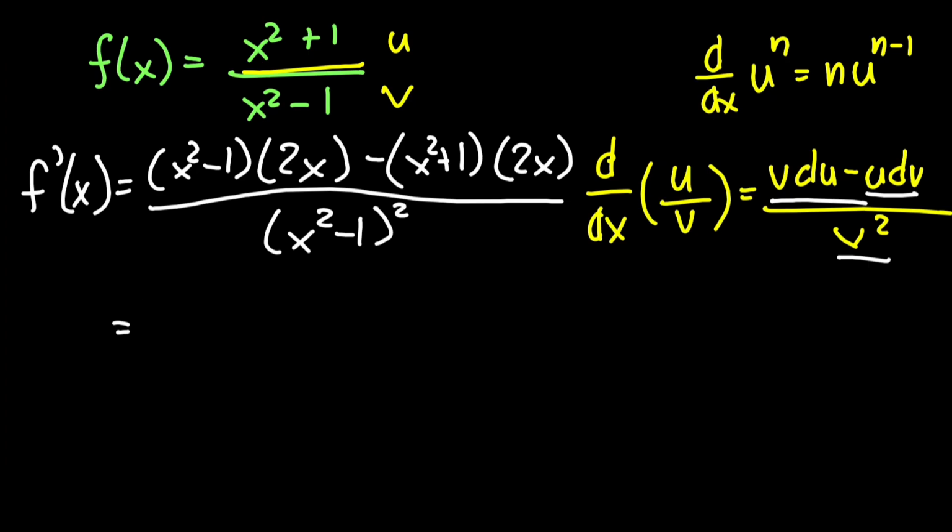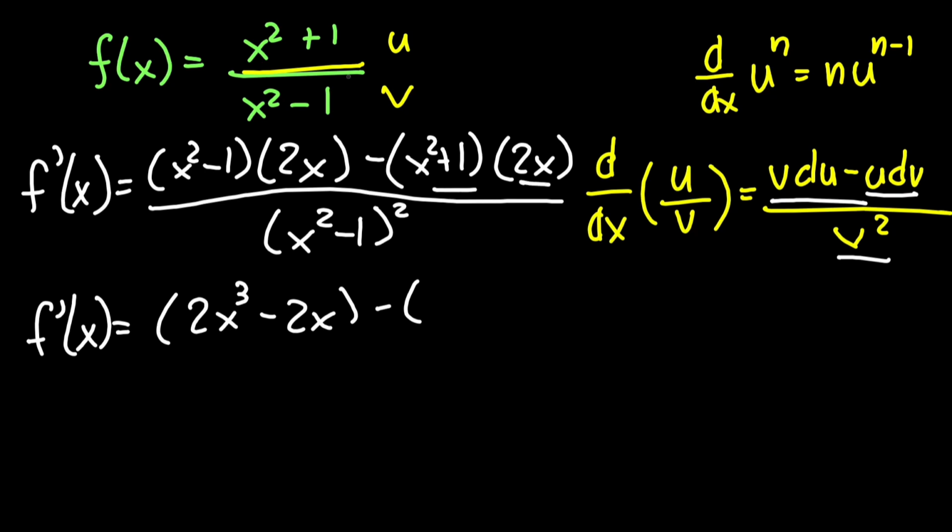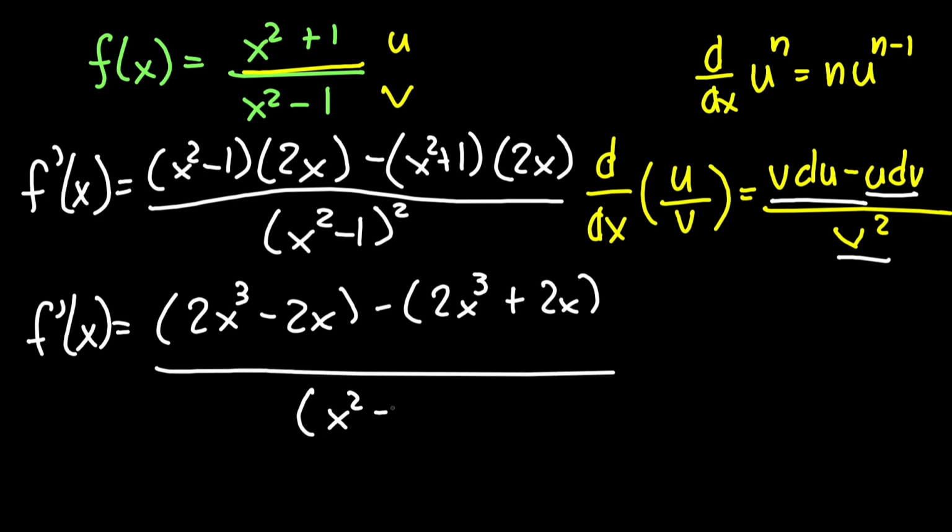Simplifying this, distributing 2x among this, it would be equal to 2x cubed minus 2x minus, distributing this again, it would be 2x cubed plus 2x over x squared minus 1 to the power of 2. And before combining, make sure that the negative sign here is accounted for, which means to distribute it among the two terms that it has. So it would be negative 2x cubed minus 2x.